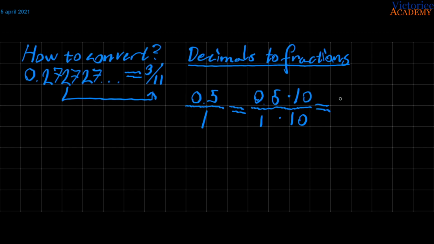But now we have a proper fraction with 5 over 10. And this can be simplified into 1 over 2. And this is the simple example of converting from decimal to a proper fraction.